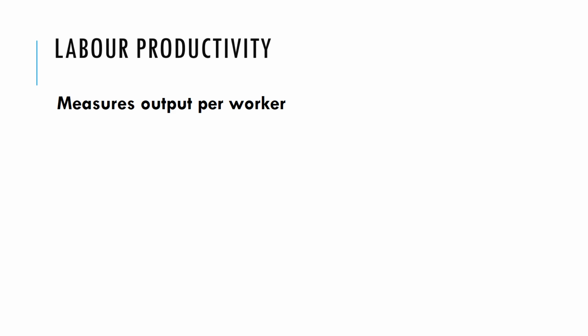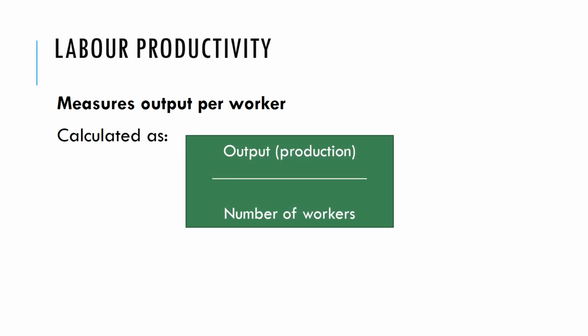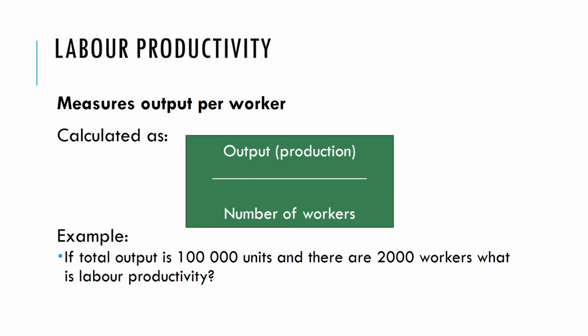Labour productivity measures the output per worker, and a formula we need to know to calculate labour productivity is we can measure the output per worker by taking the output, or the production, the number of units in total, and divide it by the number of workers. So for example, if total output is 100,000 and there are 2,000 workers, what is labour productivity? What is the output per worker? How much is each worker producing on average?